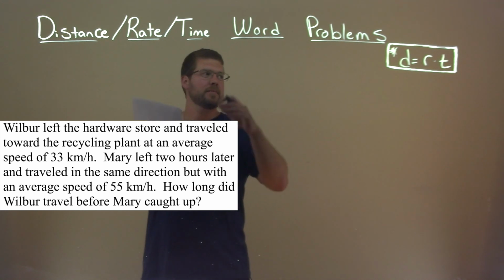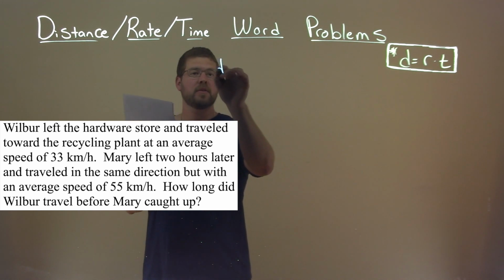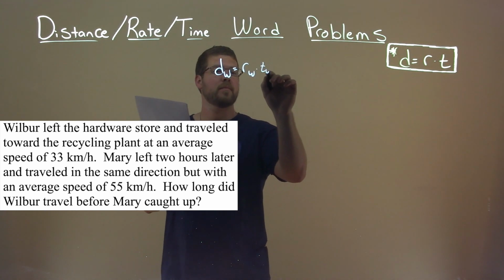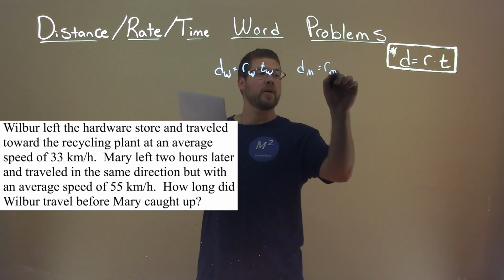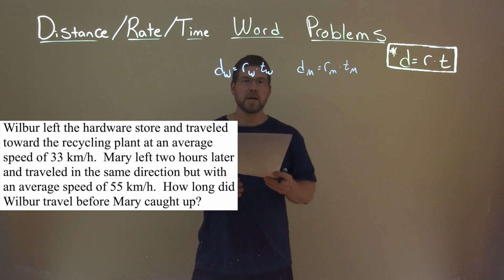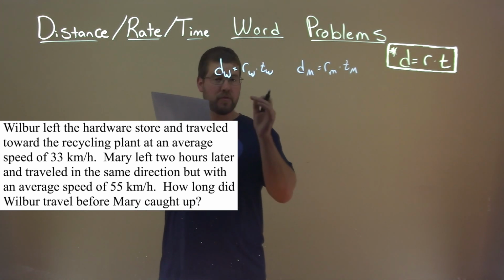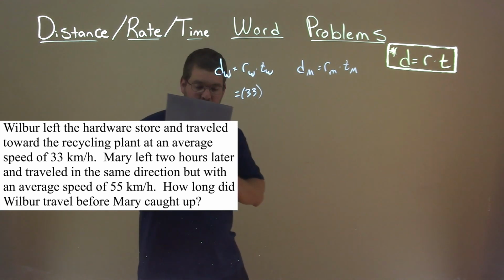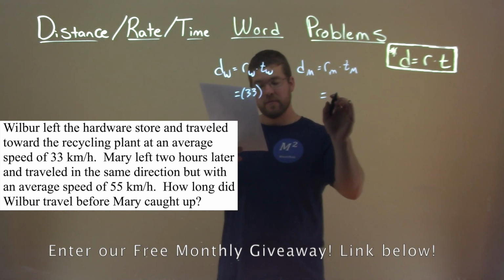So let's break down distance, rate, time equations for both Wilbur and Mary. So distance of Wilbur is equal to the rate of Wilbur times the time of Wilbur. The distance of Mary is equal to the rate of Mary times the time of Mary. Okay? So let's plug in what we know. They tell us Wilbur traveled at an average rate of 33 kilometers per hour. So that's pretty easy there. They tell us that Mary traveled at a rate of 55 kilometers per hour.